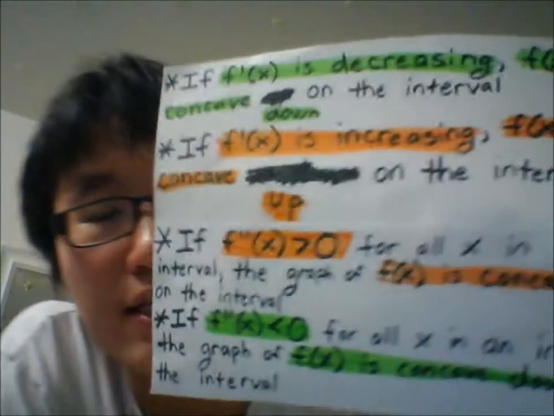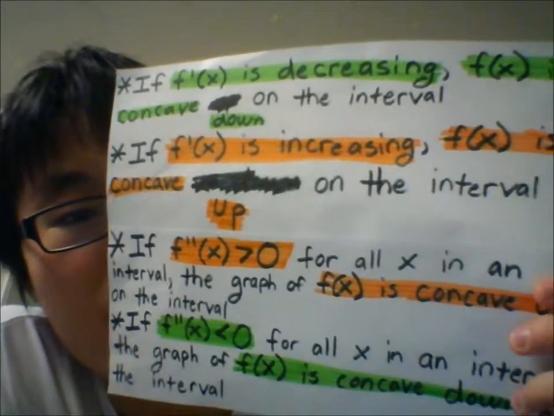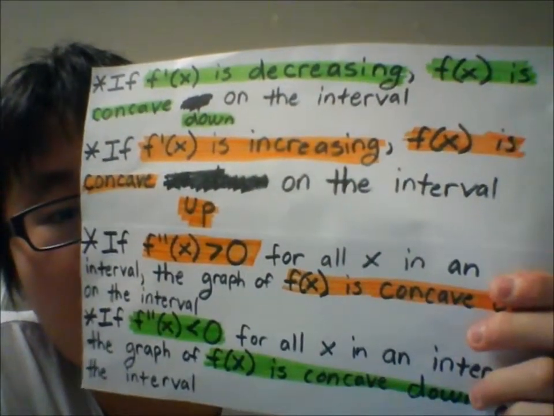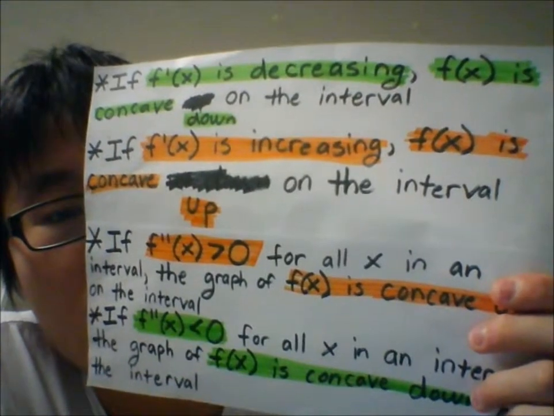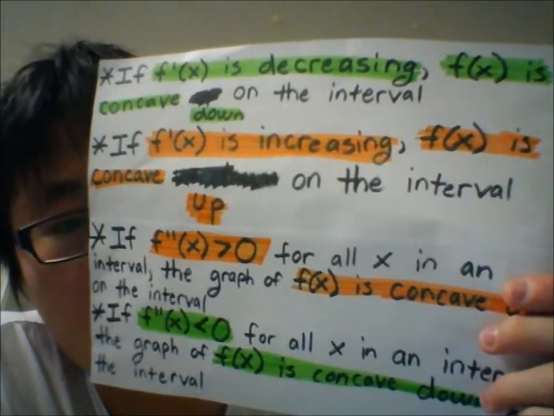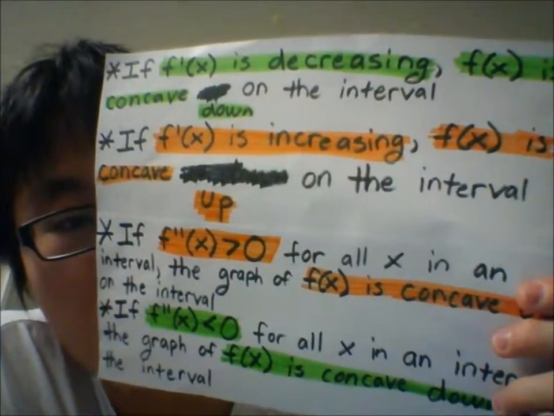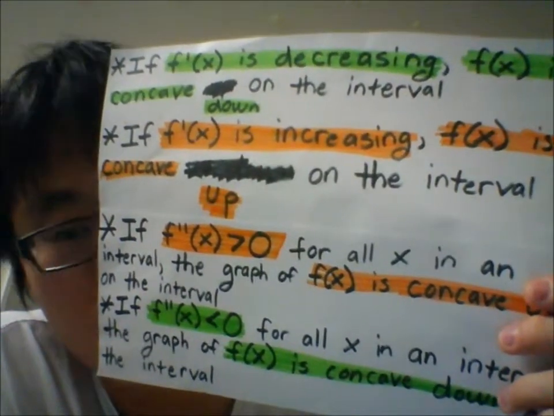The third thing you may need to know is if f prime of x is decreasing, f of x is concave down on the interval it was decreasing on. And if f prime of x is increasing on a certain interval, f of x is concave up on the same interval.